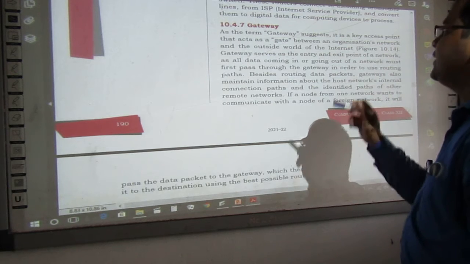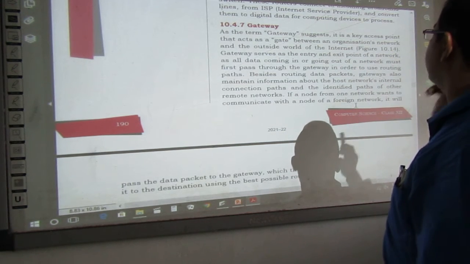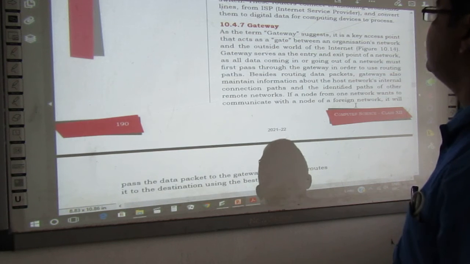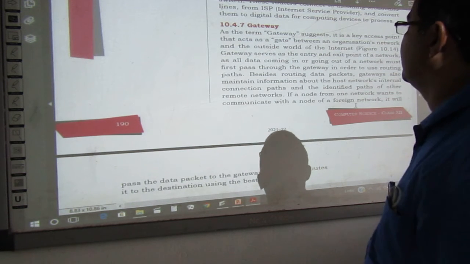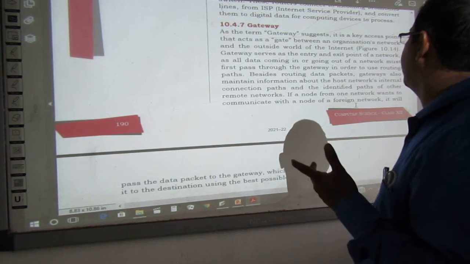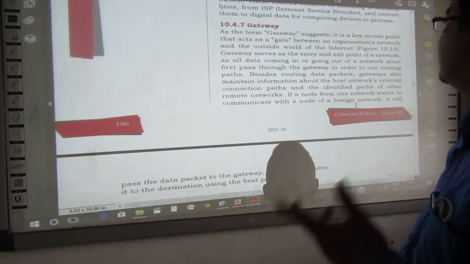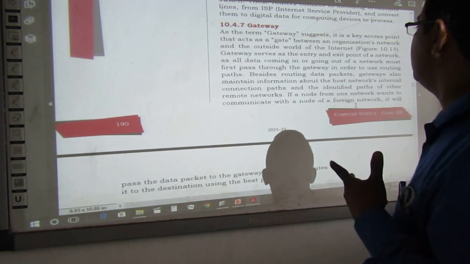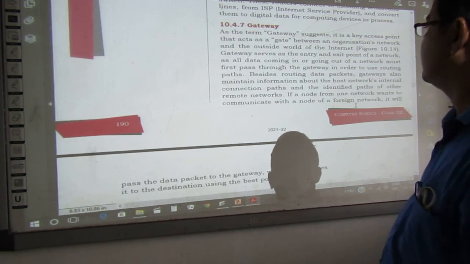And gateway. As the term gateway suggests, it is a key access point that acts as a gate between an organization's network and the outside world of the internet. The gateway serves as the entry and exit point of a network, as all data coming in or going out of the network must first pass through the gateway in order to use the routing path.